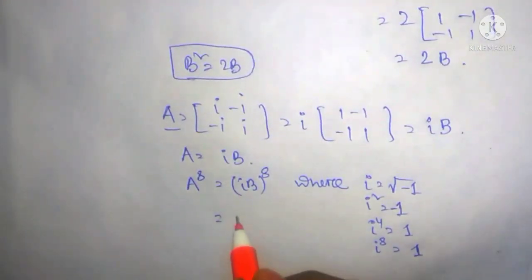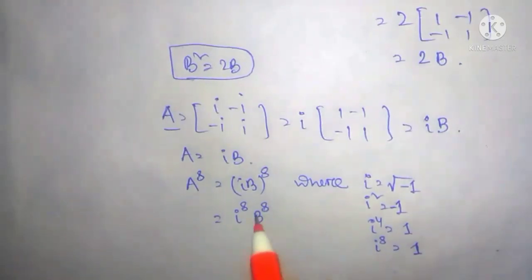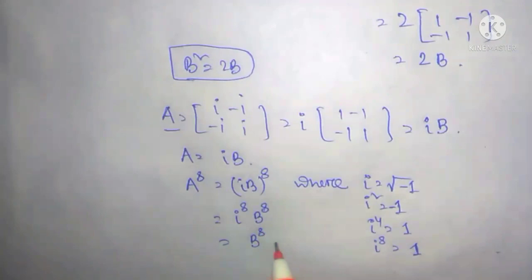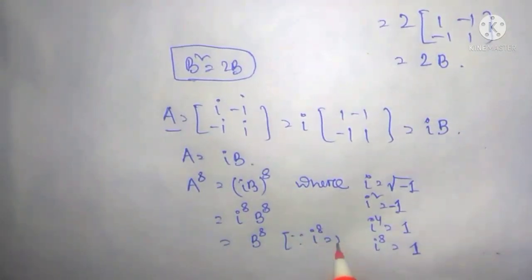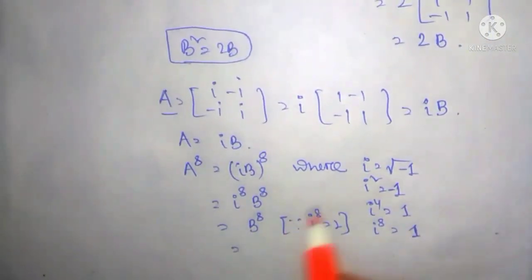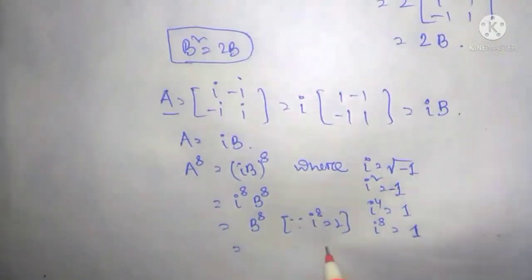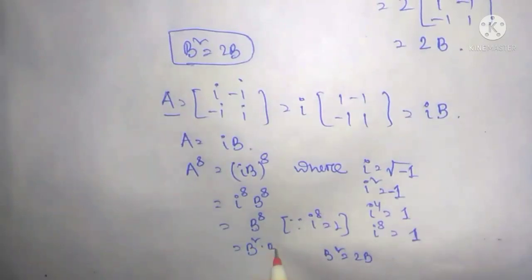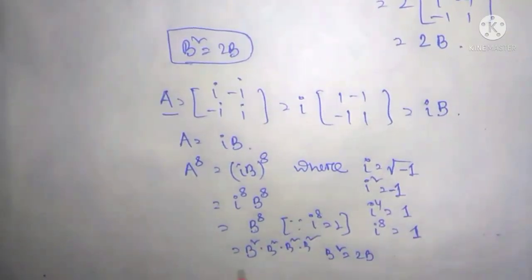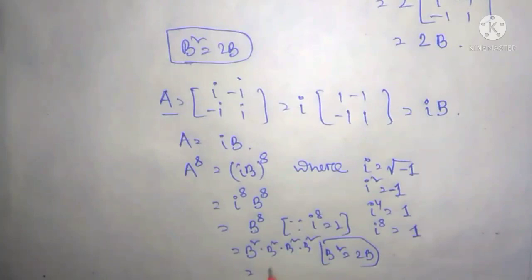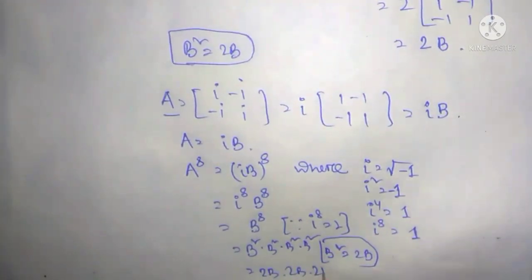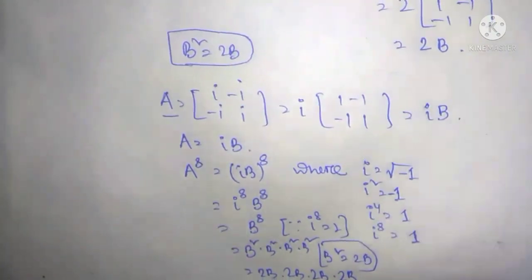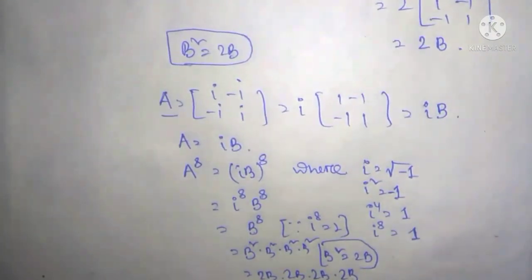And so what we get from here? We get i to the power 8 and b to the power 8. What is the i to the power 8 value? 1. That is b to the power 8, since i to the power 8 equals 1. From here we get b square equals 2b. So b to the power 8 means b square, b square, b square, b square. It is 2b, 2b, 2b, 2b. That is 2, 4, 8, 16. 16 b to the power 4.